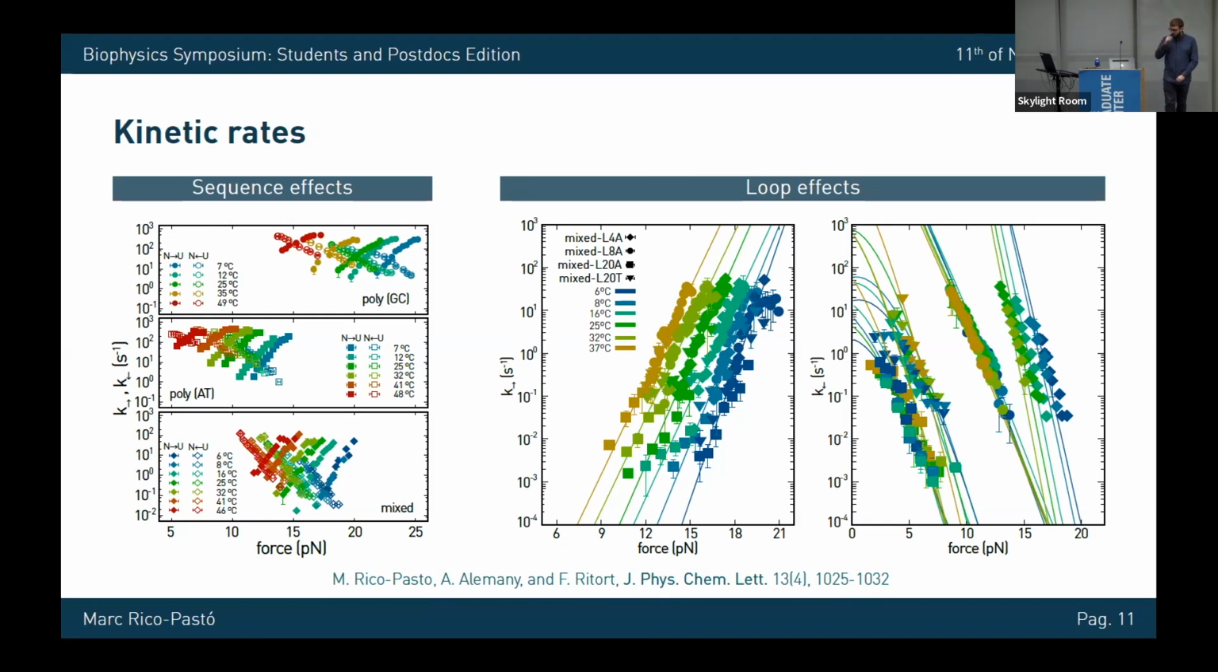I would also like to note that the squares and the triangles, which are the 20 base loops, depend on the sequence of the loop. We can see that the loop of 20 thymine bases is faster than the 20 adenine bases loop. This is indicative that the energy that you have to stack the bases in the loop is affecting the kinetics. I will discuss this a little bit later.